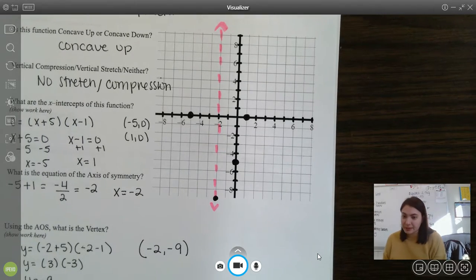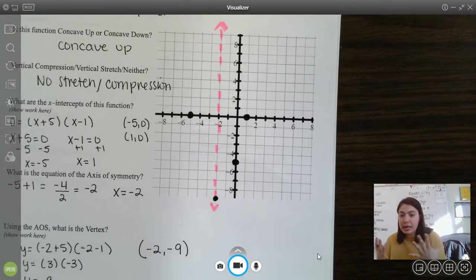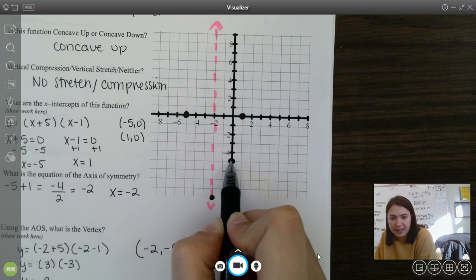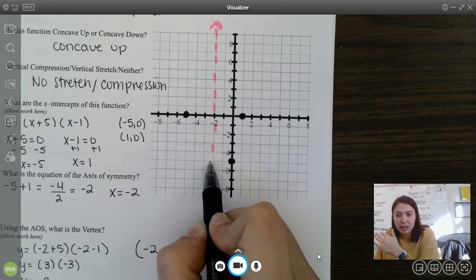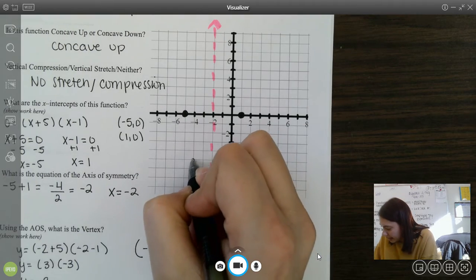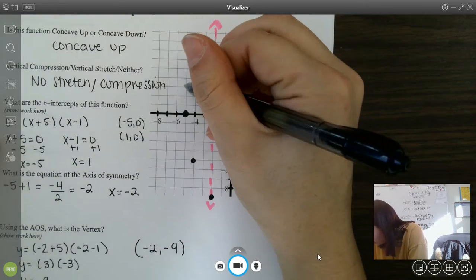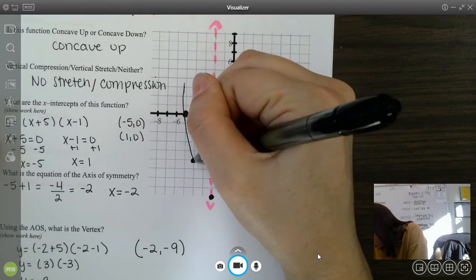Now, yesterday we talked about this idea of mirroring points. Because your parabola is symmetrical, we notice our y-intercept is 2 units to the right of the axis of symmetry. So exactly along that same y value, we could go 2 units to the left. And beautiful. Now we have another point to add, and we can go ahead and sketch in this parabola.